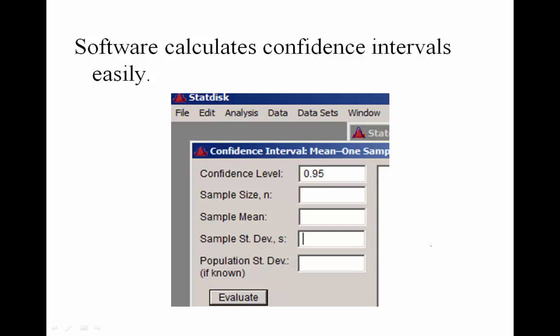Software calculates confidence intervals easily, and this is a program called StatDisk. It used to be free on the internet. If you Google it, you may still be able to find it as a free download.